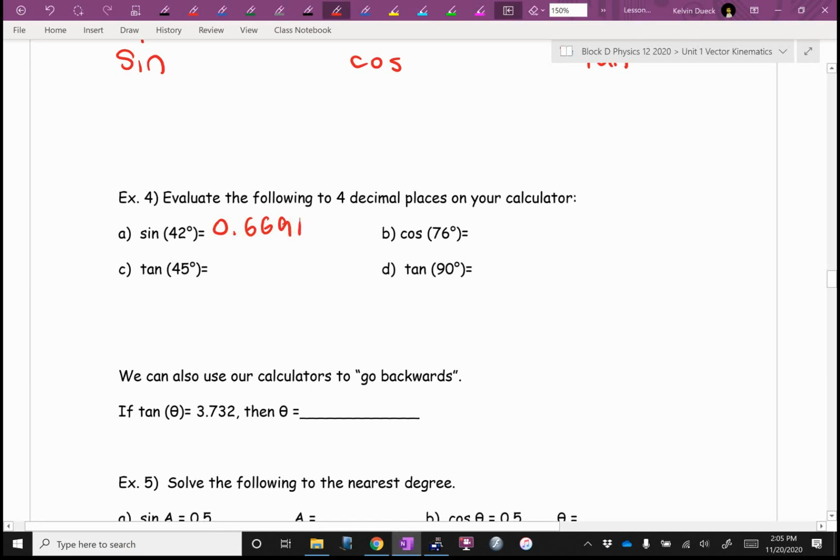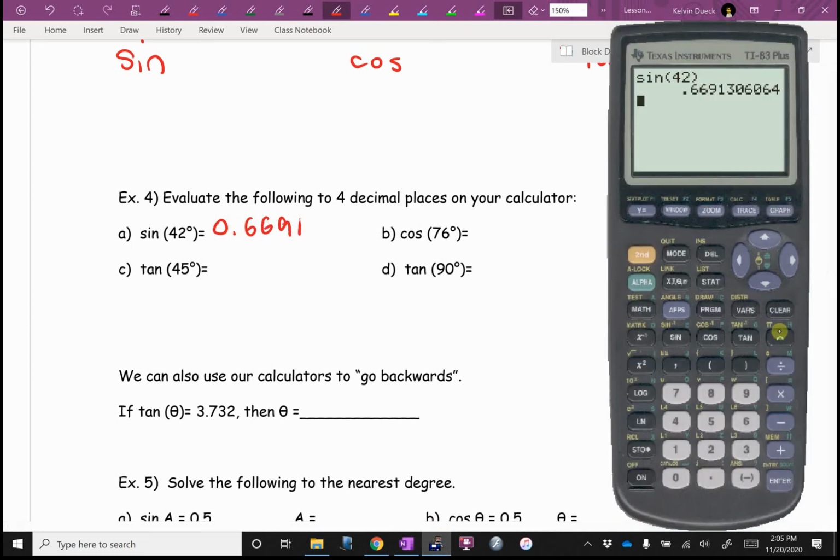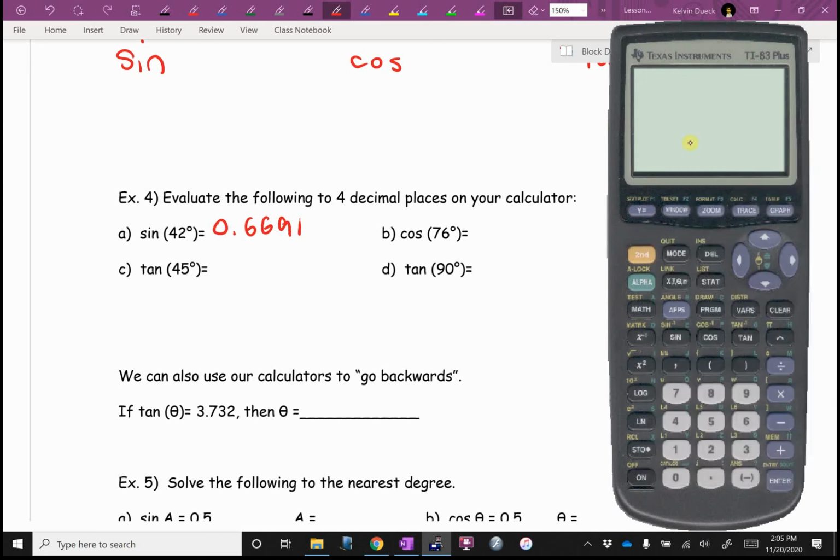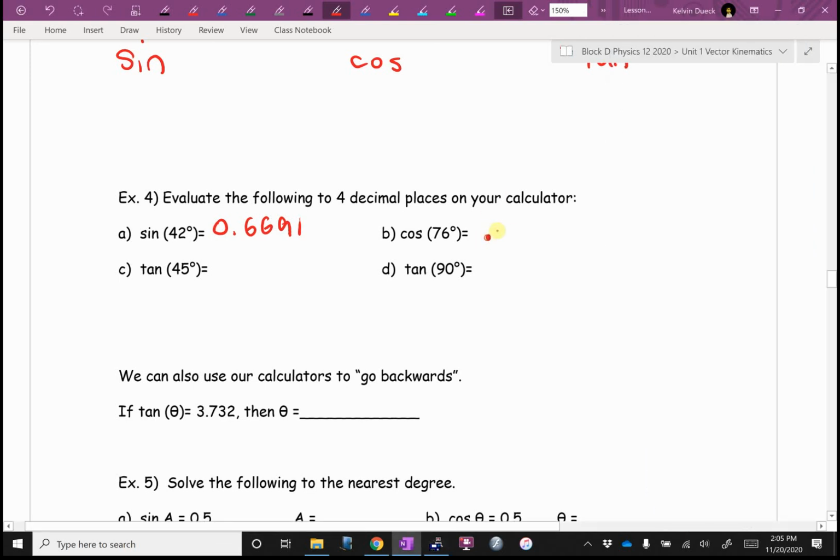Can you do the next three on your own real quick? I'll do them up here. What's going on here? And you should find something weird happens somewhere along the way here. I think you should find D is a bit weird. I hope.